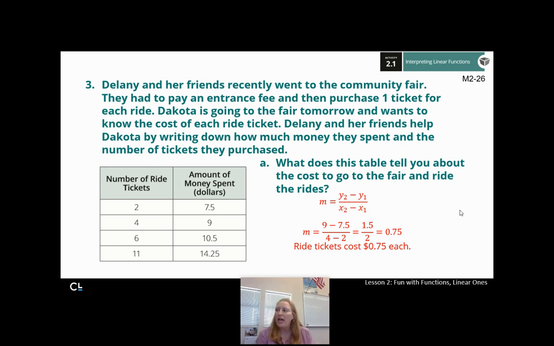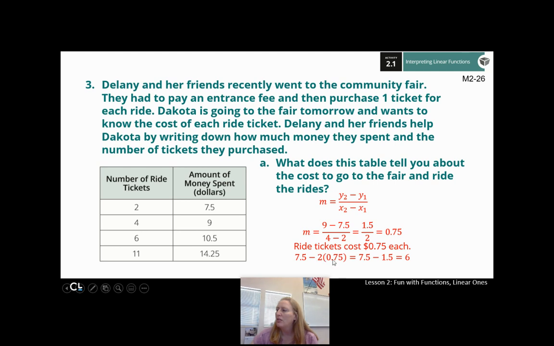So that's great for the ride tickets, but the question also asks, how much did it cost to get into the fair? So to do this, I had to get a little more creative, and I looked at this first point and I was like, okay, well, she bought 2 tickets. So 2 times 0.75, but the total she spent was $7.50. So if I do 7.5 minus 2 times 0.75, because she bought 2 tickets, and if I subtract that out of her total cost, that should tell me how much it costs to get into the fair.